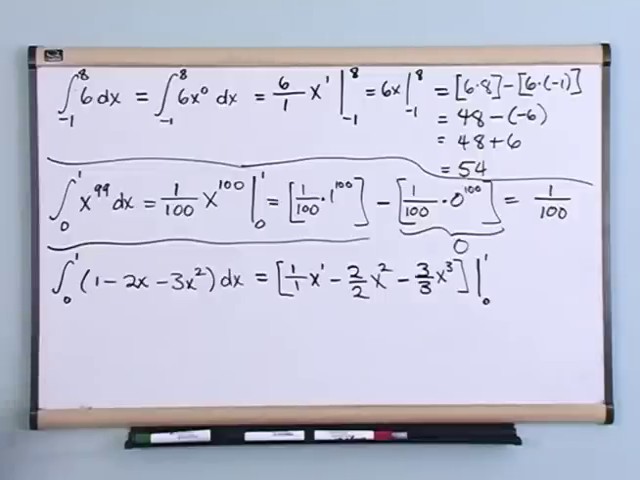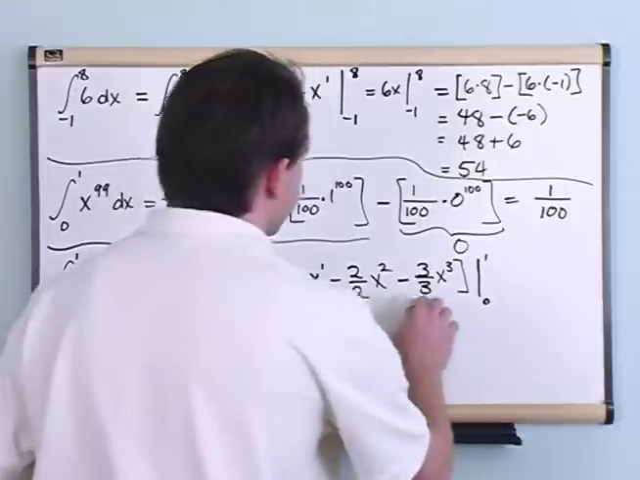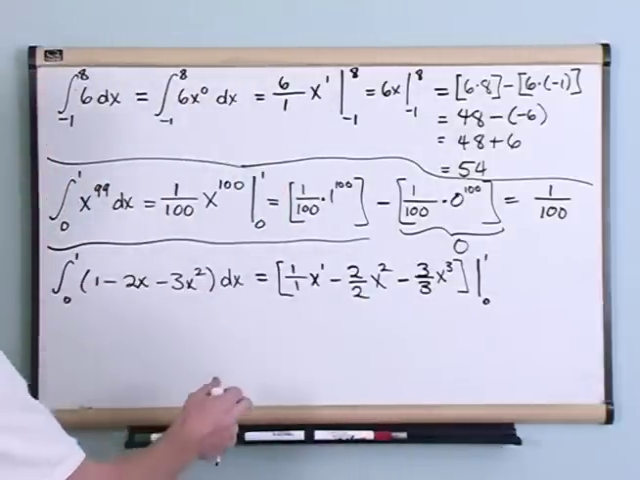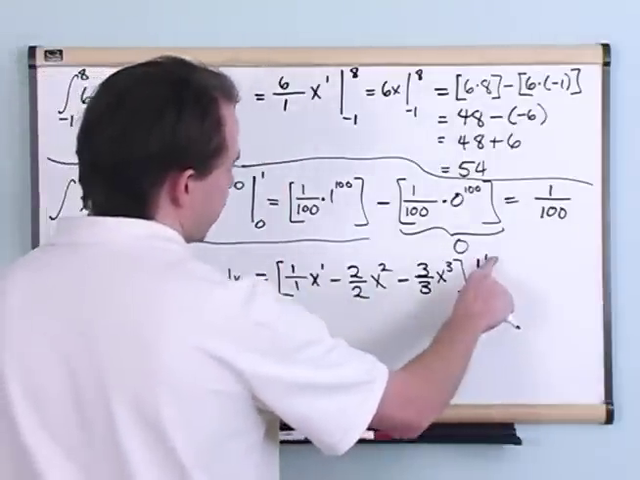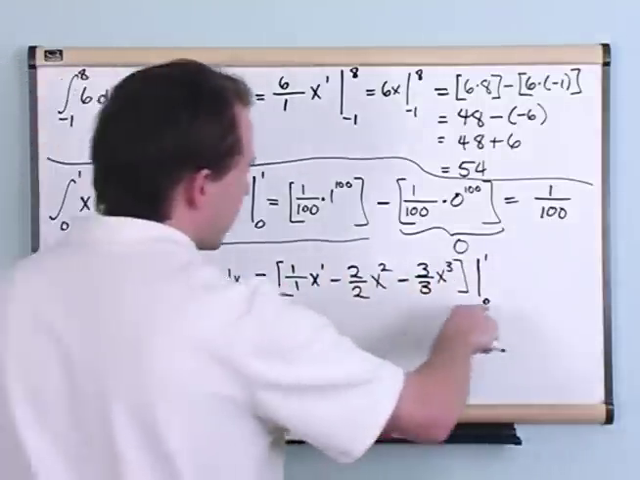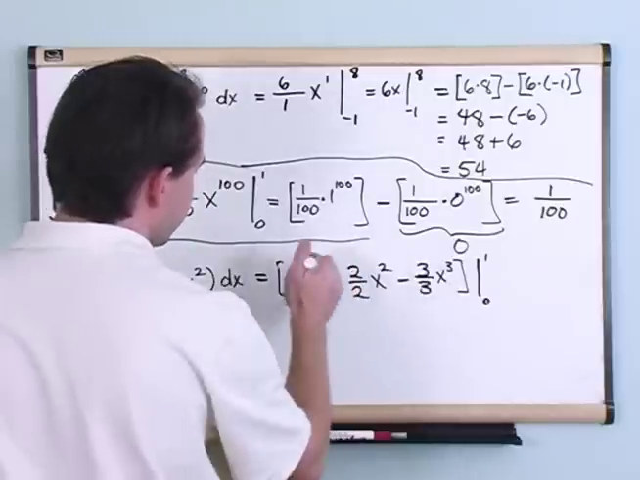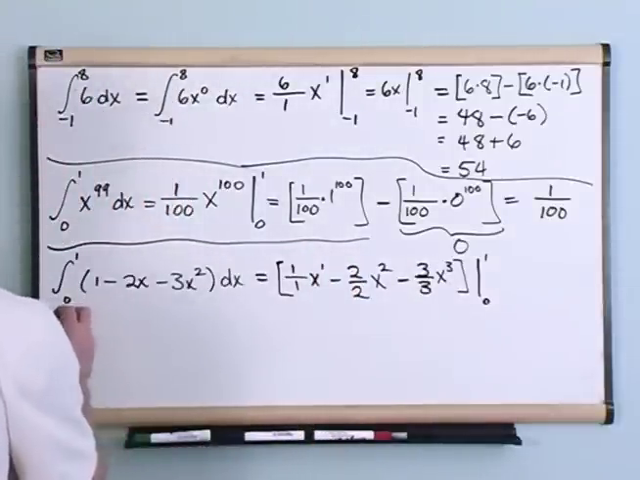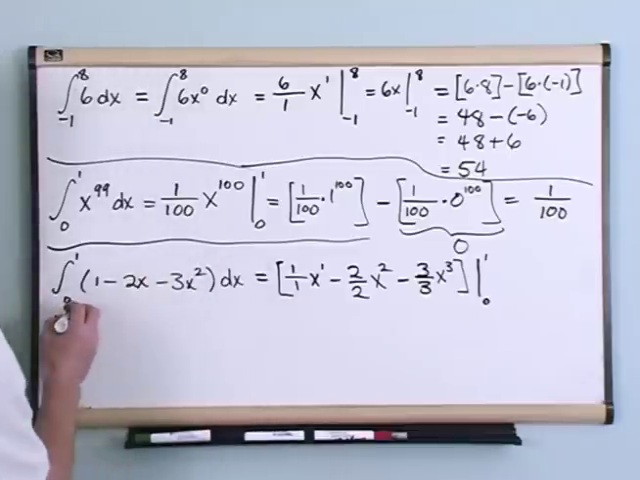Okay. Now we've done the hard part. We've done the integration. Now to find the answer to this definite integral, we need to use that fundamental theorem of calculus, which says that we basically plug in the top number here into this big long expression, and then we subtract off this big long expression evaluated at the bottom number. Okay?